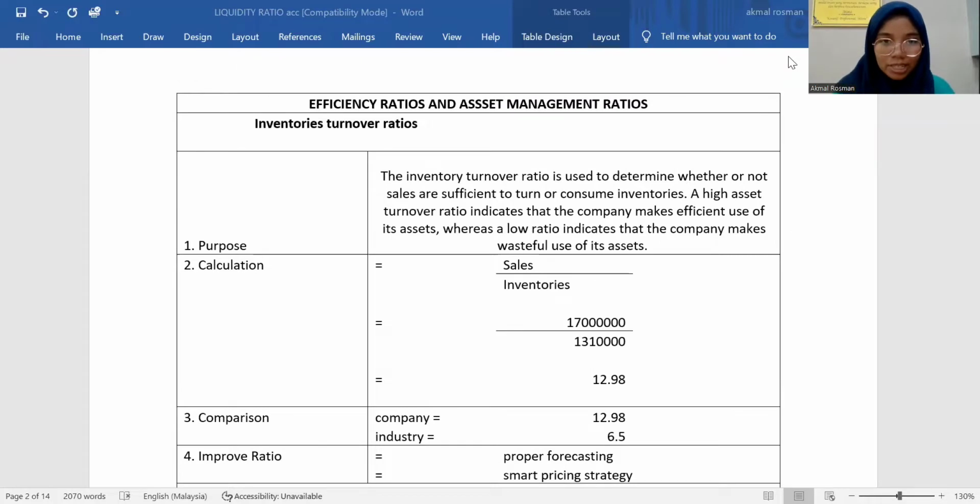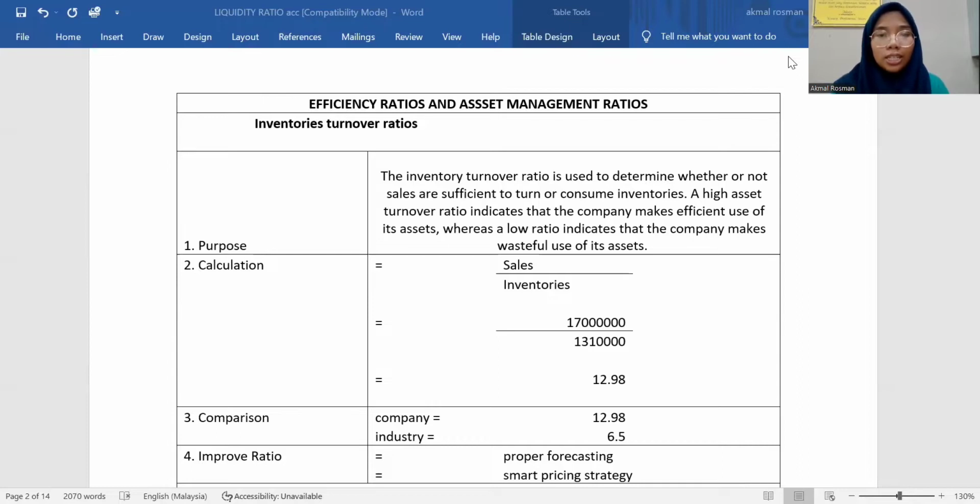My name is Nur Izzati binti Ishar, and I'm going to explain to you about the efficiency ratio and asset management ratios. The first one we got here is inventory turnover ratios. The purpose of the inventory turnover ratio is used to determine whether or not sales are sufficient to turn over consumed inventories. A high asset turnover ratio indicates that the company makes efficient use of its assets, whereas a low ratio indicates that the company makes wasteful use of its assets.